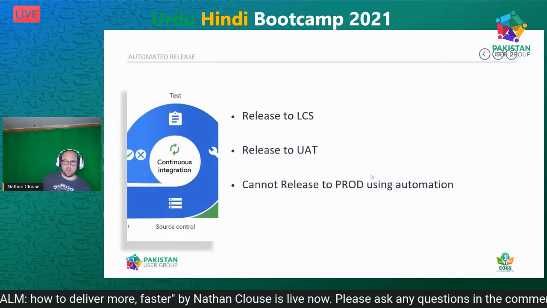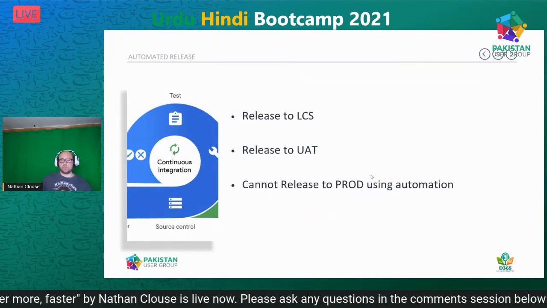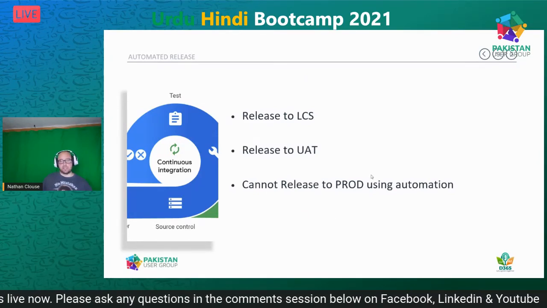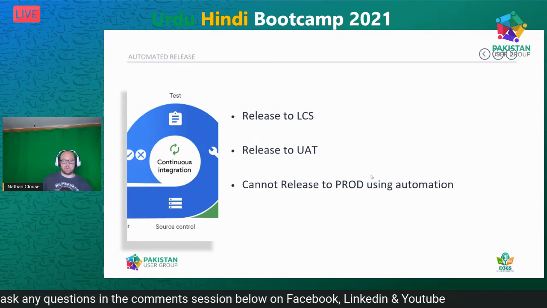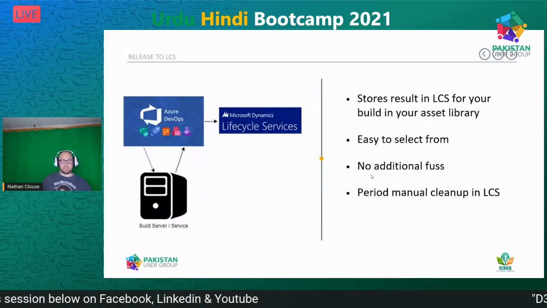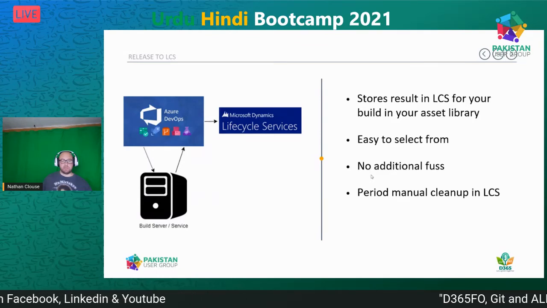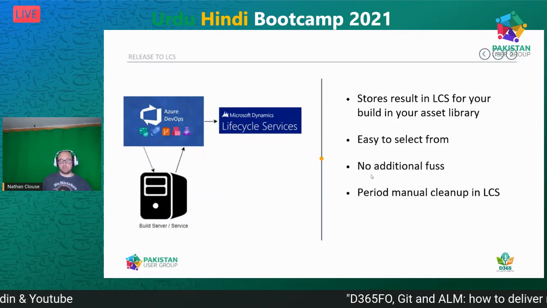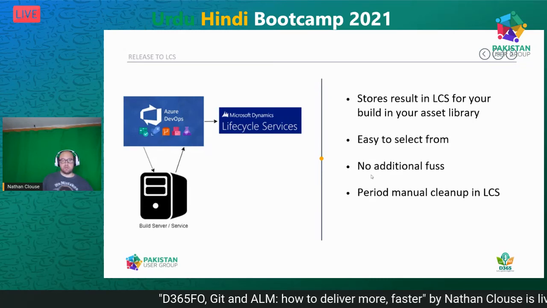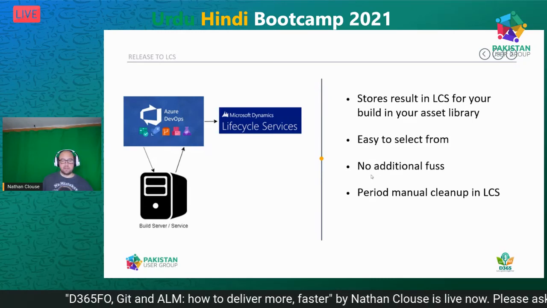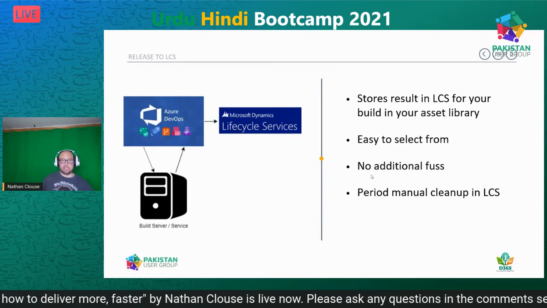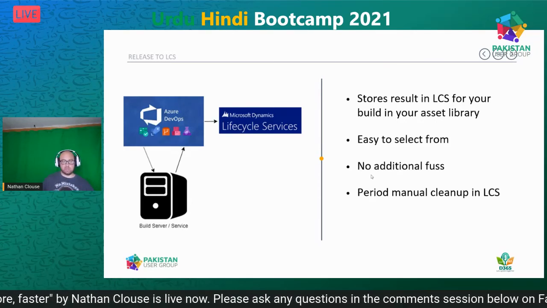Next, we're going to cover automated release. This has been out for a while, but I just wanted to touch on it real quick. You can release from Azure DevOps to LCS or to UAT. Unfortunately, production is not currently supported. But inside DevOps, you can set up a pipeline to build, and then after the result of that build, create a release pipeline to send your deployable package over to LCS. You can see it right there in LCS. It's easy to select from. You don't have to download it to your machine and then re-upload it.